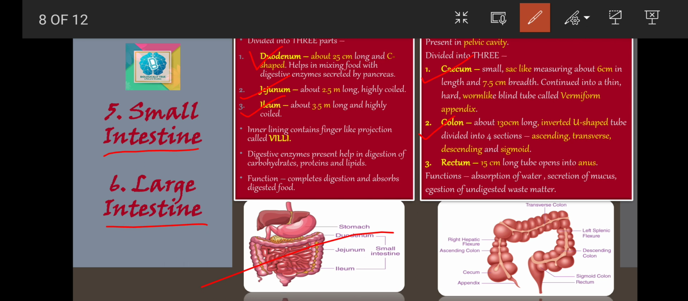The first is the ascending colon, which is 15 centimeter long. Second is the transverse colon, which is 50 centimeter long. Third is the descending colon, which is 25 centimeter long, and the fourth is the sigmoid colon, which is 40 centimeter long. The whole colon is marked by a tape-like muscular cord called taeniae coli and pouch-like dilatations called haustra, giving it a puckered appearance. The third part of the large intestine is the rectum.